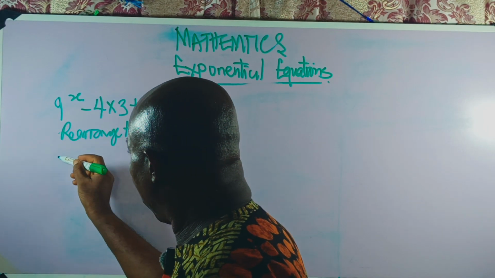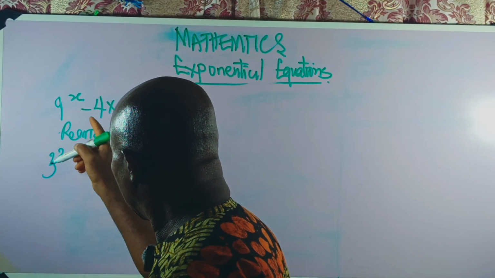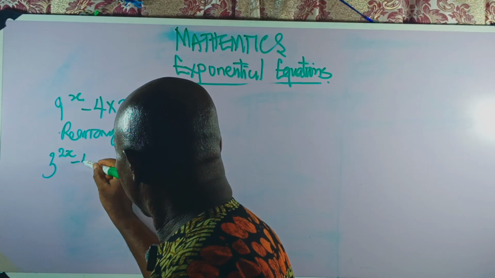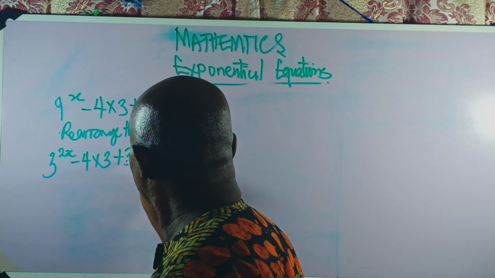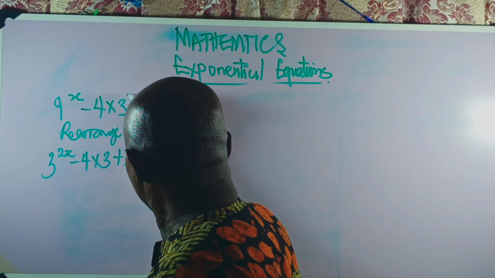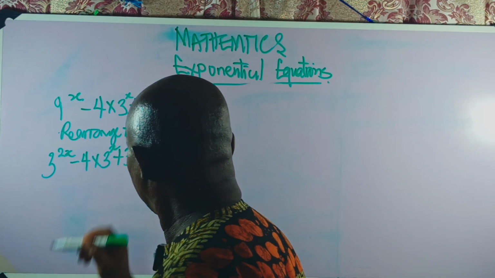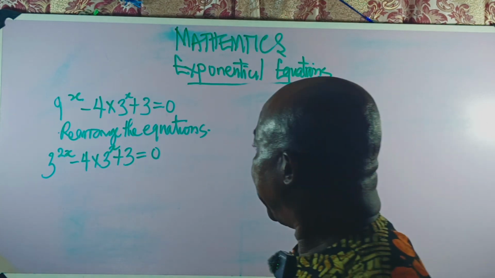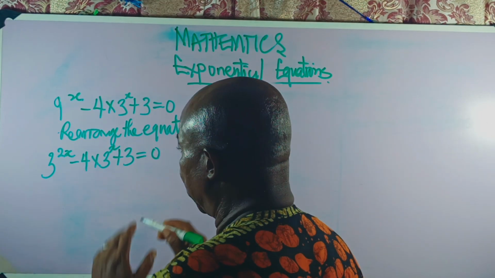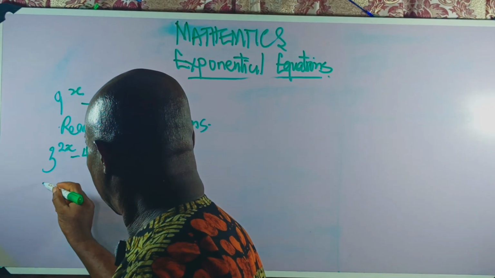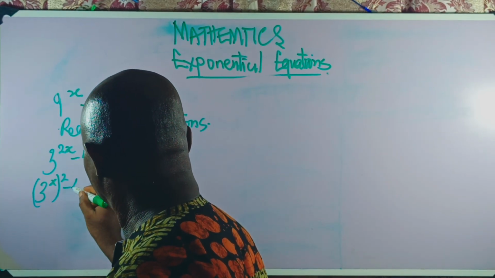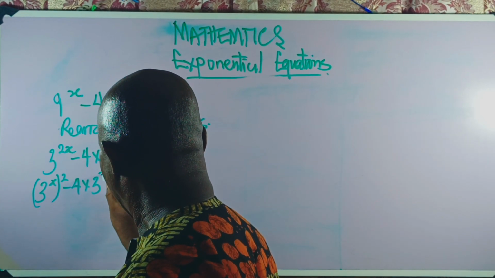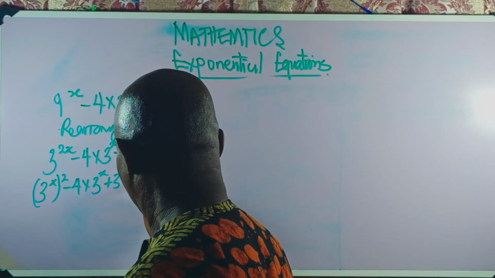So here it will give us 3 squared x minus 4 times 3 raised to power x plus 3, and this is equals to 0. Mind you, this is 3 raised to power x here, x there. Okay? So here, we are still going to do what we did before. Like here, this will give us 3 raised to power x all squared minus 4 times 3 raised to power x plus 3, and this is equals to 0.